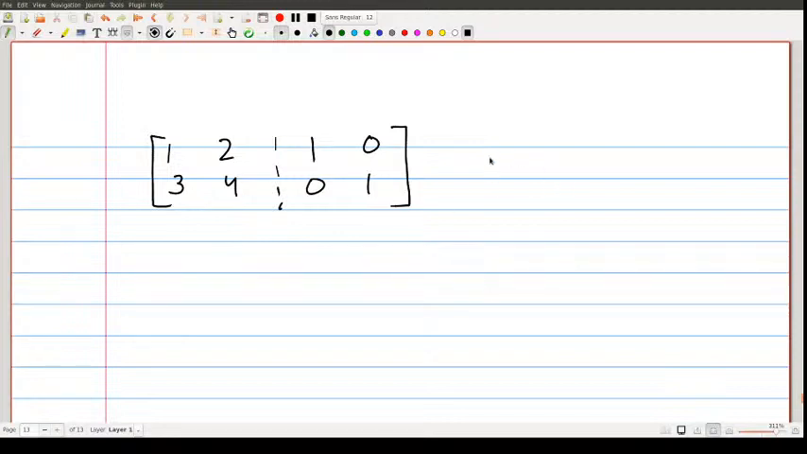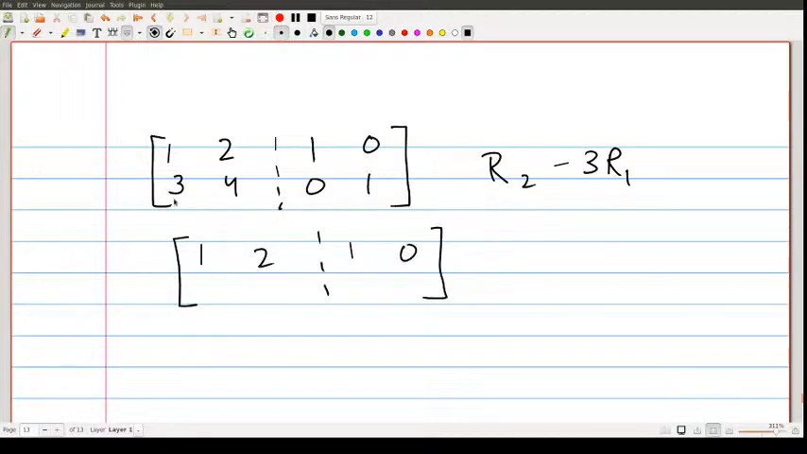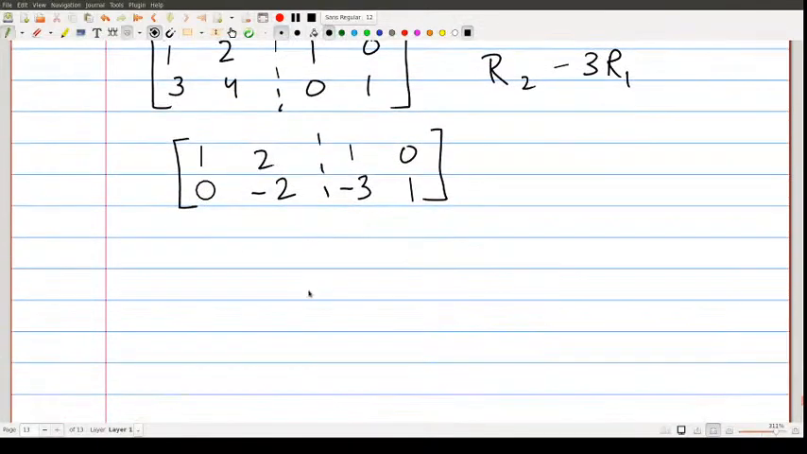Okay, first row operation is row 2 minus 3 times row 1. So this gives me 1, 2, preserve the first row, 1, 0, and then 3 minus 3 gives me 0, 4 minus 6 gives me minus 2, 0 minus 3 gives me minus 3, and 1 minus 0 just gives me 1. Okay. Now at this point I could have stopped and solved the systems, but I don't want to stop just yet.